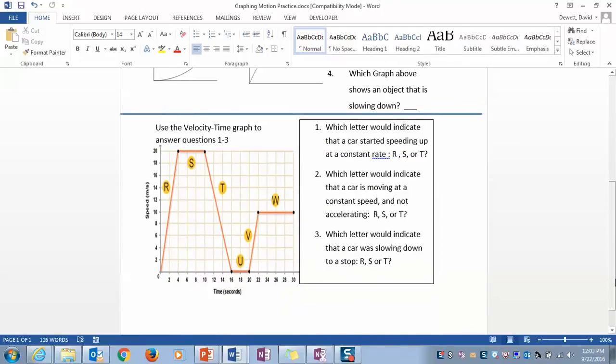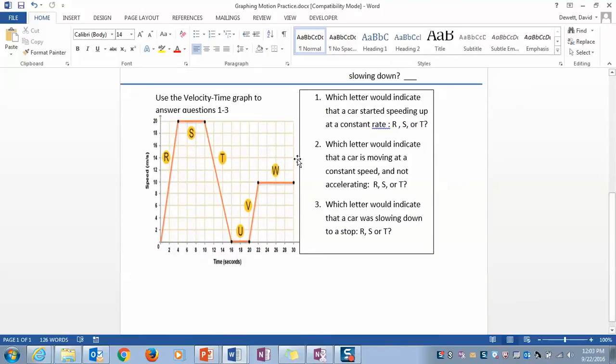And now let's check on our velocity time graph. Number 1, which letter would indicate that a car started speeding up at a constant rate? R, S, or T? So I have R, S, and T to choose from here. Speeding up, that would be positive acceleration. That's here, letter R. This car is speeding up. It's going 0 meters per second to 2 to 4 to 6, all the way up to 20 meters per second.